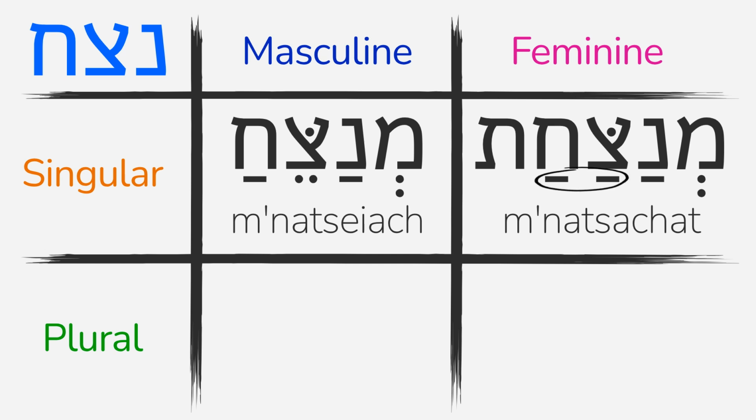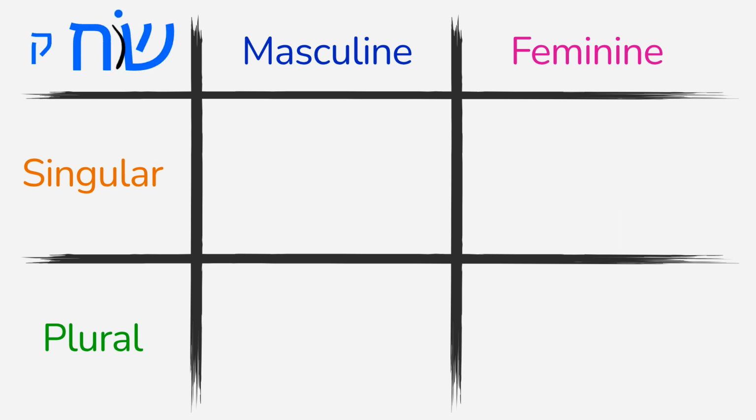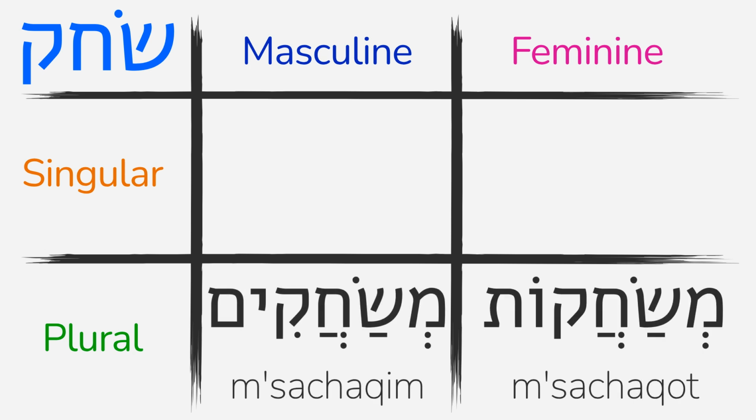If the second root letter of a Piel present tense is aleph, ein, chet, or hey, in the masculine and feminine plural forms, the vowel under that letter will be a patach shva instead of just a shva. The masculine plural Piel present tense verb play is masahakim, and the feminine plural form is masahakot.